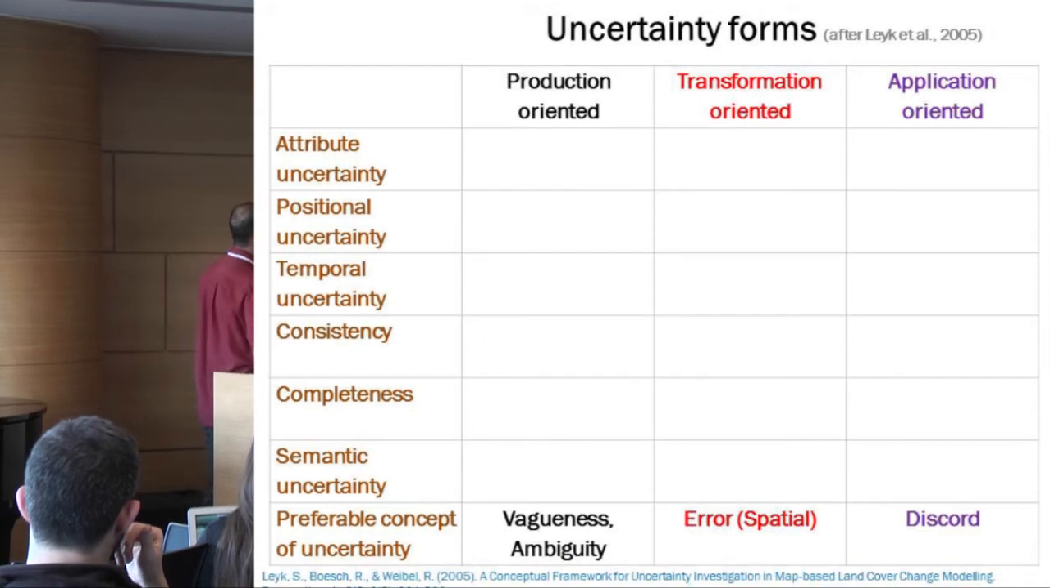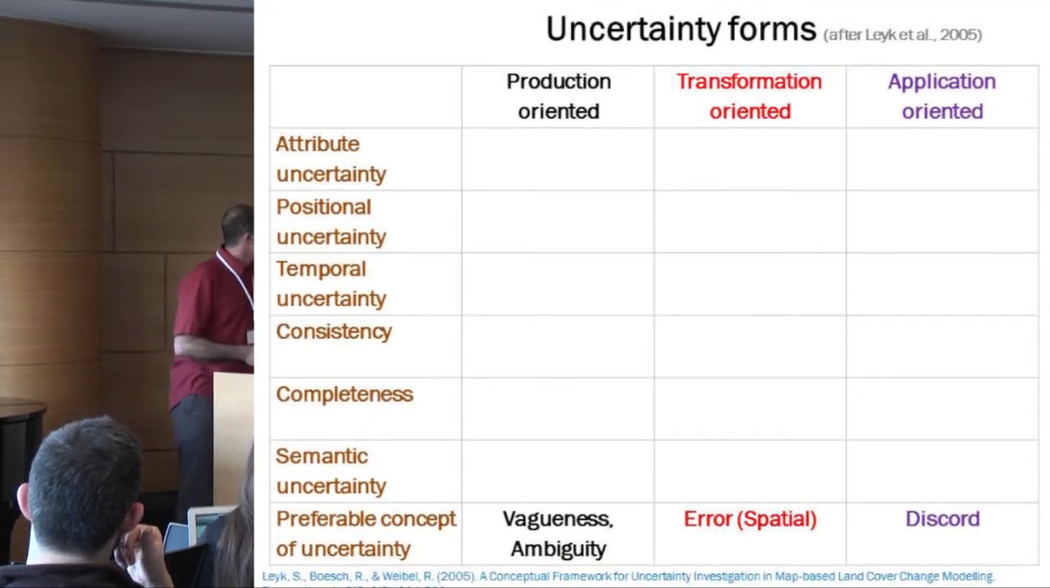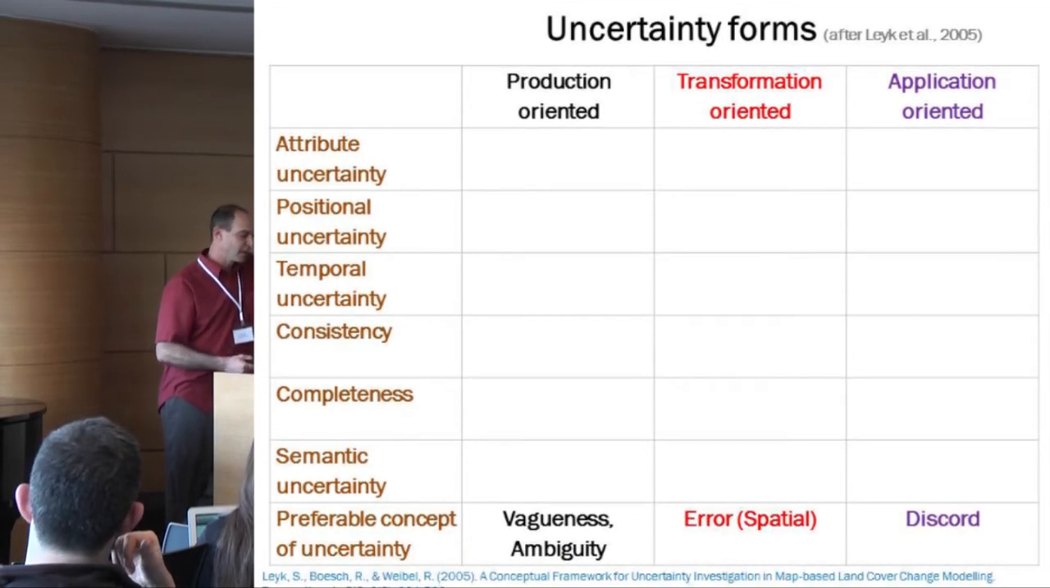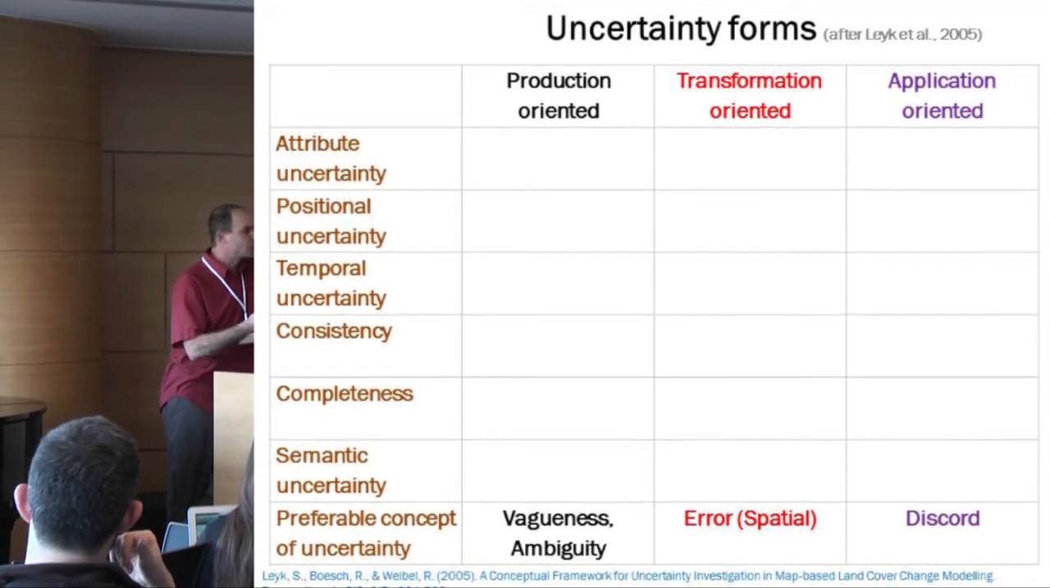And then we have these different kinds of uncertainty. And I will go through them in some examples related to, for example, the attribute of the features. How certain are we that this is really a forest? It is shown as a forest on the map, but was it really a forest back then?